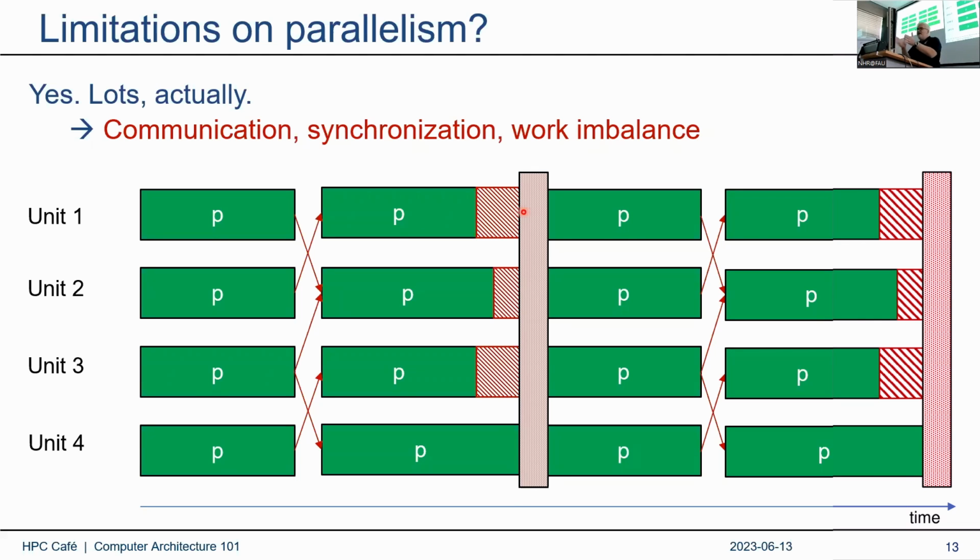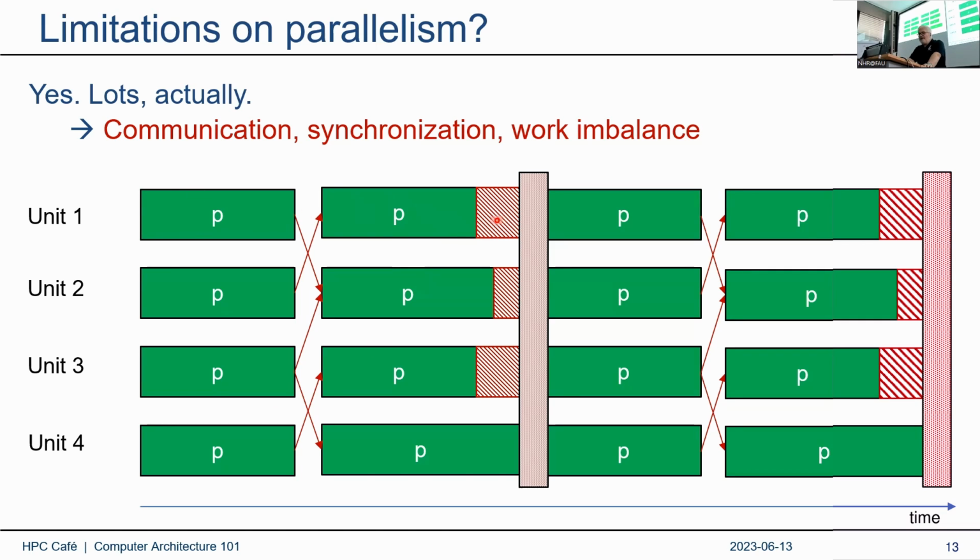Even if everybody arrives at this synchronization point at the same time, it still takes time to synchronize. And the more processes there are, the more hardware you use, the longer it takes to synchronize. This is denoted by these red bars. And then, of course, if you have synchronization, you also might suffer from work imbalance. In this case, we have these green bars, which denote actual work being done.